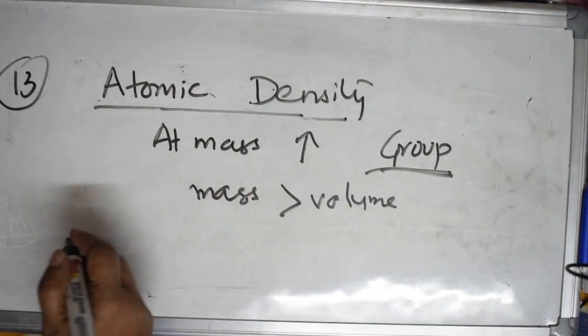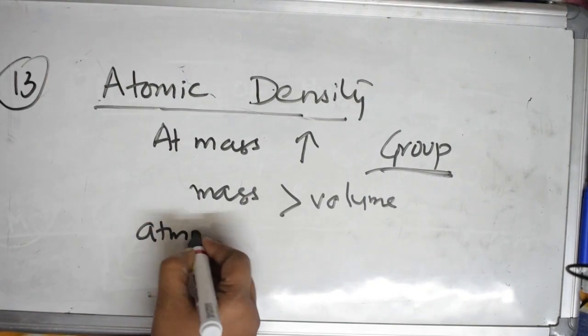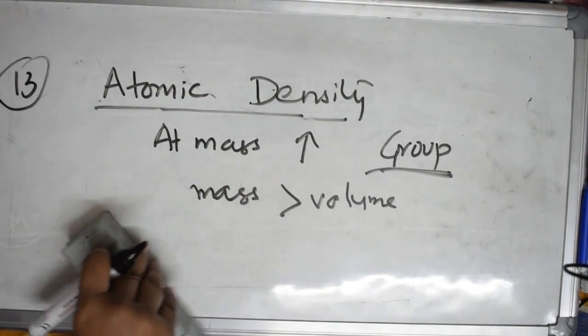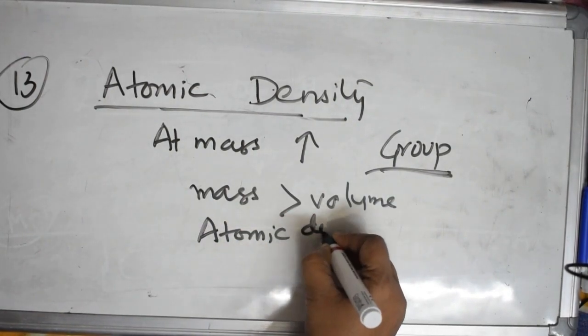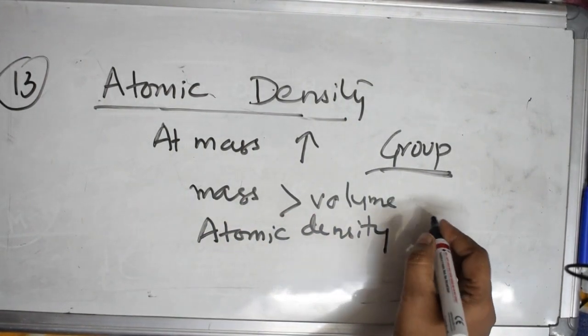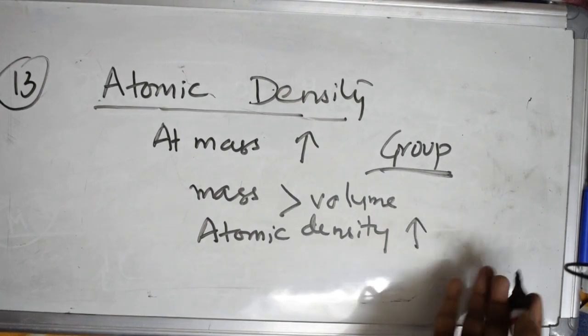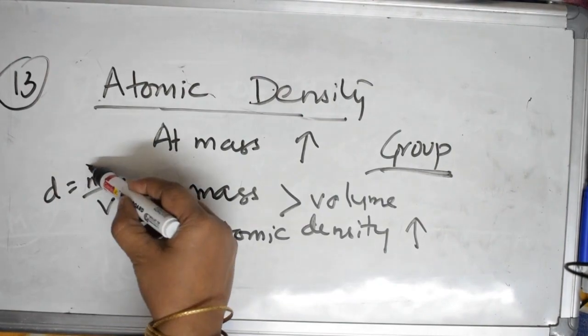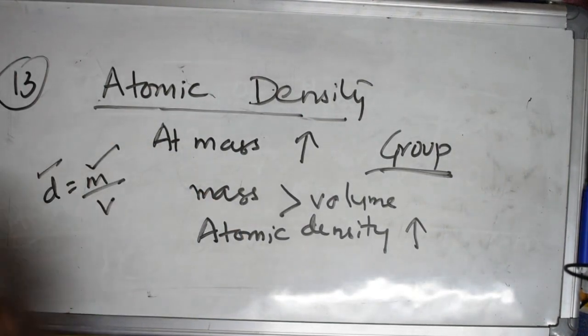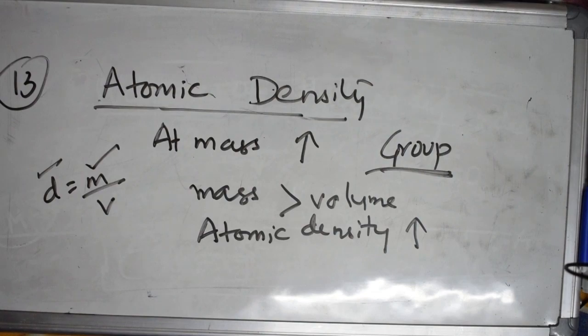So what will happen? Atomic density also, let me write atomic density, increases. So why did I write this? We have written just now, density is equal to mass by volume. So when the mass is more in a group, atomic density also is more, isn't it? Right. This is the trick, students. Now let us erase the 13th trick and come to the 14th trick.